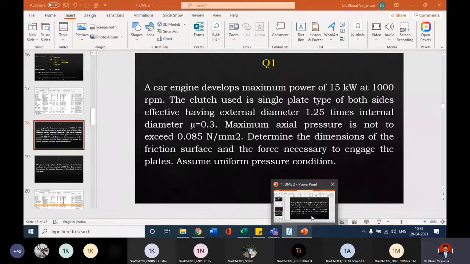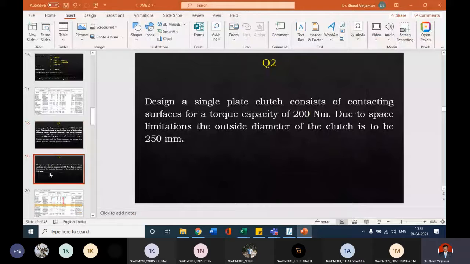Now let me go to numerical 2, try to see this second numerical. Instead of giving much data, he has given very simple data. He has said: design a single plate clutch consisting of contacting surfaces.